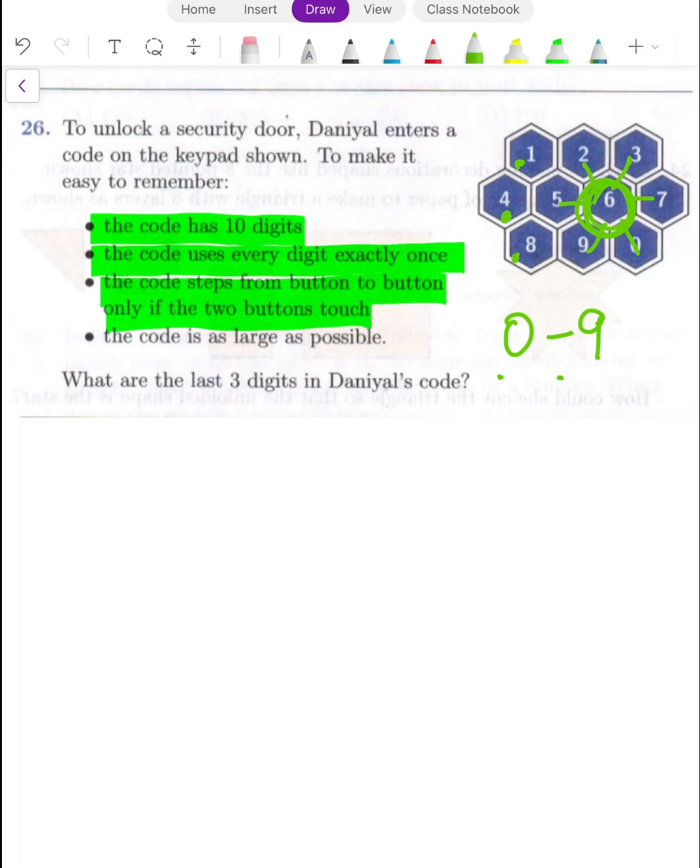All right, so make sure when you try different codes, you can only go on the buttons which are right next to them, and you cannot revisit a number because we can only use the digits exactly once. So these are some clues that you have to take care of, and you might have to possibly try a few numbers before you can find the right answer.